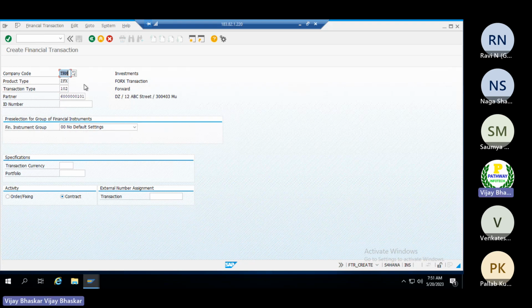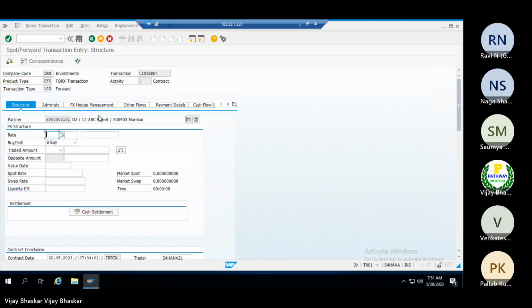Transaction type is a 102 forward transaction. Enter. The same currency pair, which you can follow, is USD INR. Then here, let me enter. Here is 85 rupees, or else 80. I am entering 80 USD.